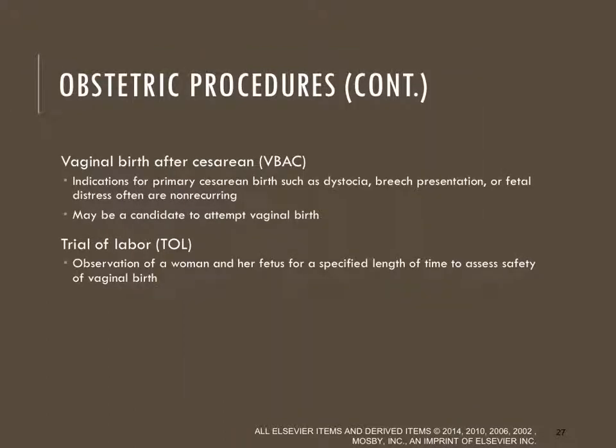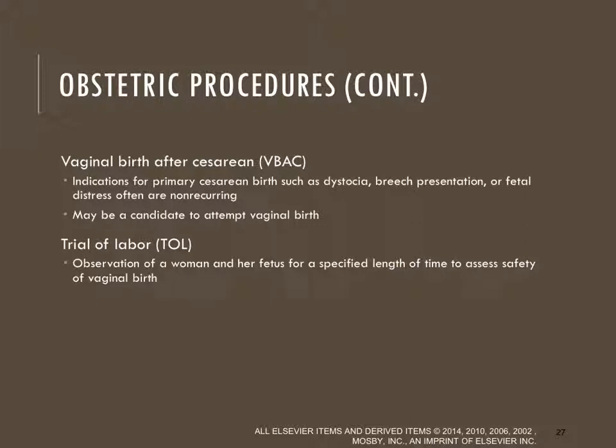Now I'm going to talk to you about a term called trial of labor. Trial of labor is where we're trying to assess the safety of a vaginal birth for a mom and a baby. It may be initiated if mom's pelvis is adequate in size and shape. The most common reason that we do a trial of labor, or TOL, is if she wishes to have a vaginal birth after a previous cesarean section.